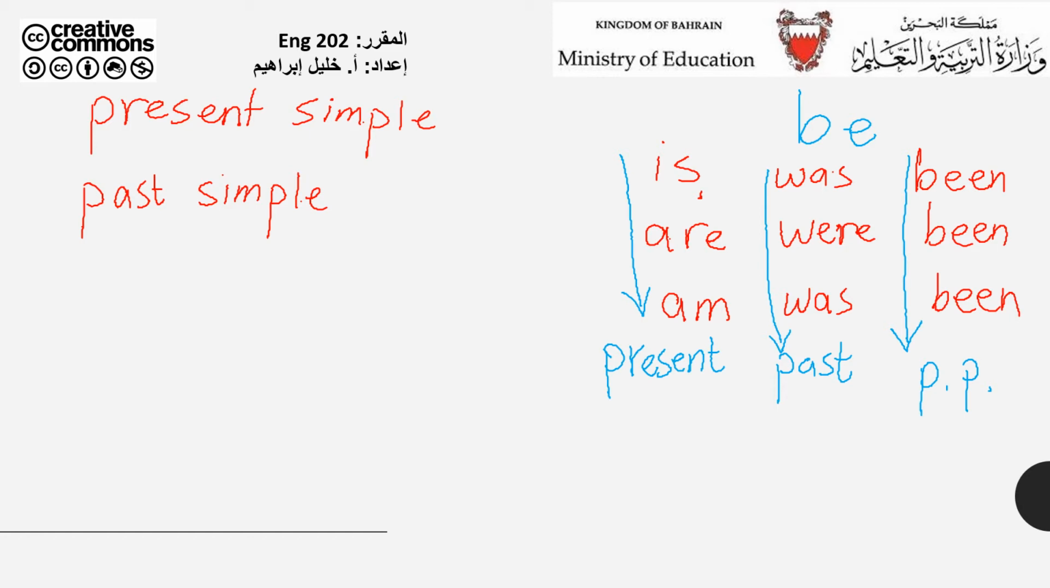Now let's start with present simple. Don't forget that we always need to refer back to the verb to be in each of our sentences. So number one is a present simple sentence. I'm going to have an example on the board. Now we start with this example.